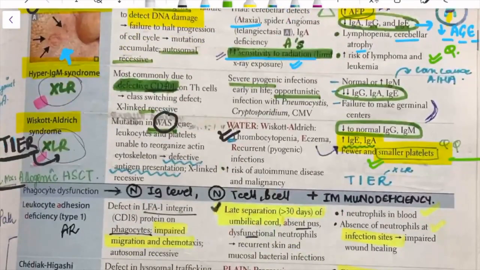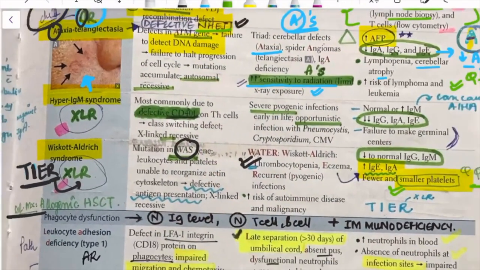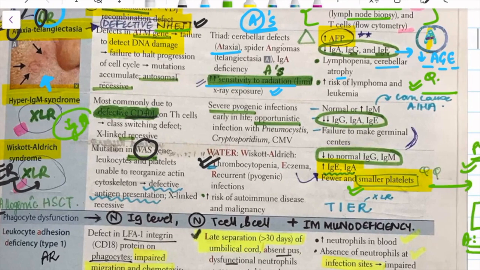H is hyper IgM here. Now with hyper IgM, the only thing that you need to remember is that IgM is an agglutinating antibody, hence if IgM is more, it can also cause AIHA. So an immunodeficiency disorder which can cause AIHA is hyper IgM. It is due to defective CD40L and TH cells. Hence, class switching won't be possible. It's a class switching defect and it will lead to severe infections.